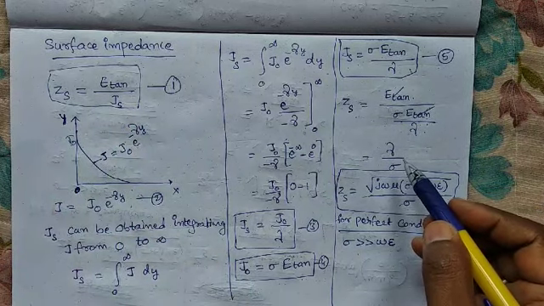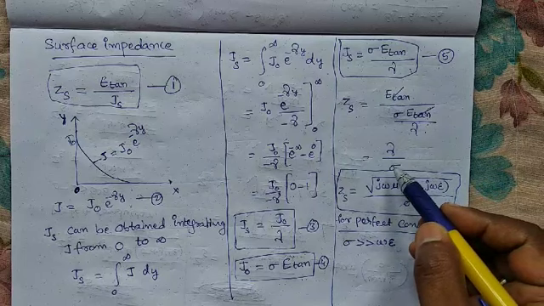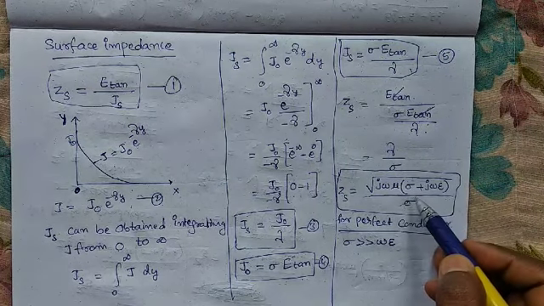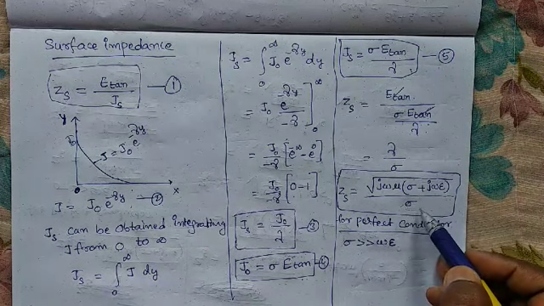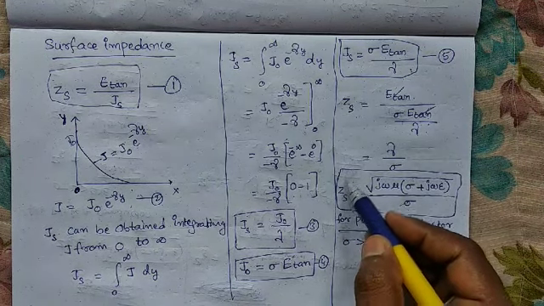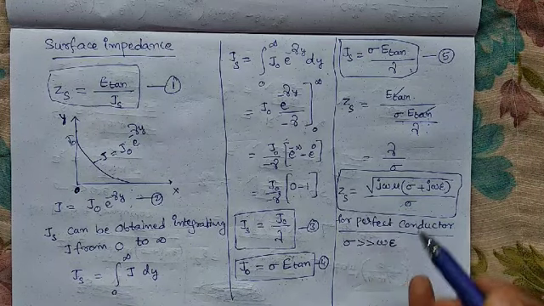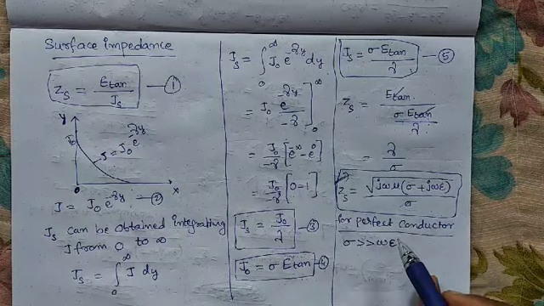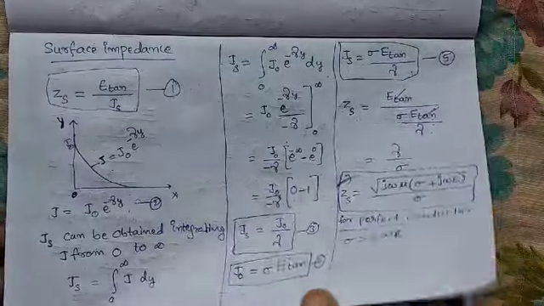We know the gamma value for different mediums, which is equal to the square root of j omega mu by sigma plus j omega epsilon by sigma. This is the surface impedance in different media. Now we are determining the surface impedance for perfect conductors.